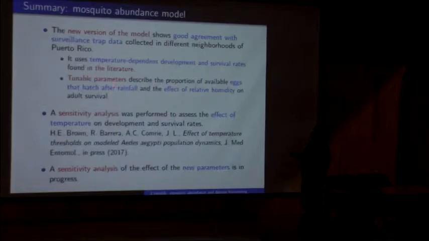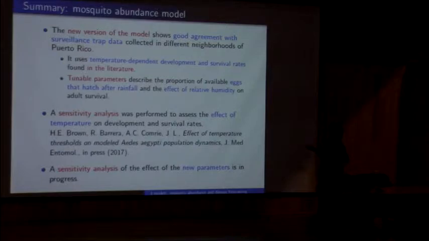All right, so this is the summary for this first part: the new version, the one that includes the new habitat plus the survival of adults that depends on relative humidity, this new part shows good agreement with surveillance trap data. As I said, it used temperature-dependent development and survival rates.